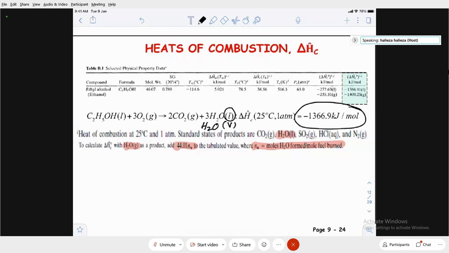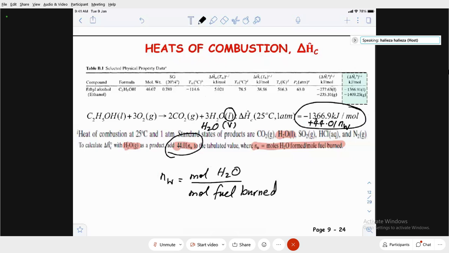It's not going to be the same. Now you're going to form vapor. So what you're going to do is add 44.01 times n subscript w to that heat of reaction. That is the term I have highlighted here. What is n_w? n_w is the moles of water being formed divided by the moles of fuel being burned.